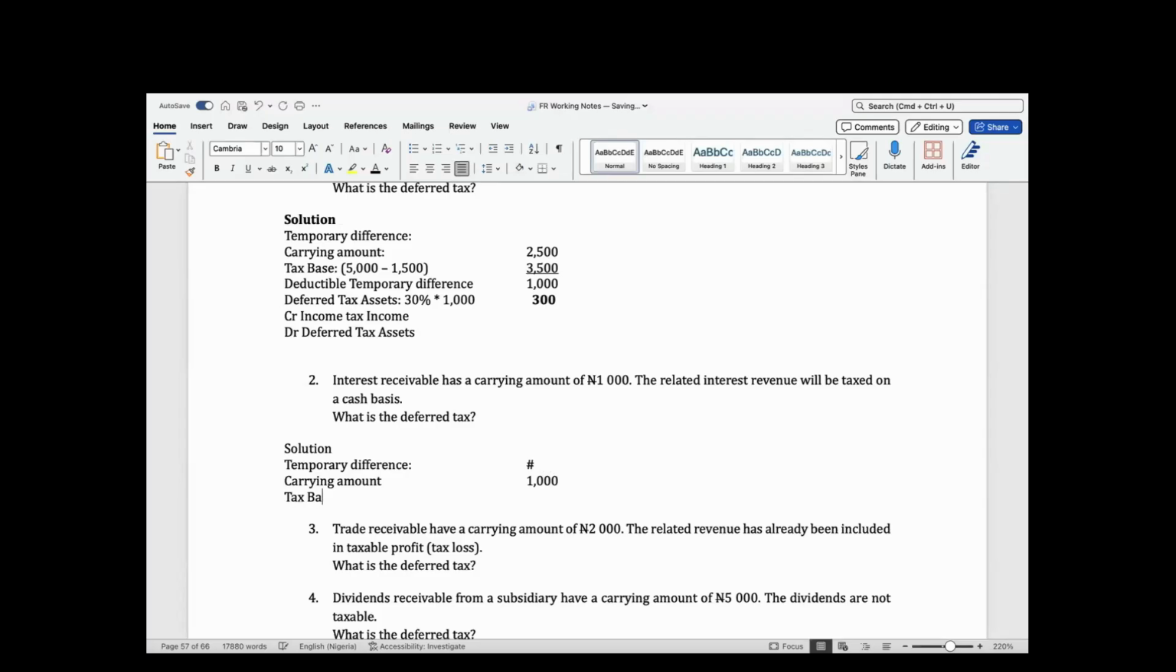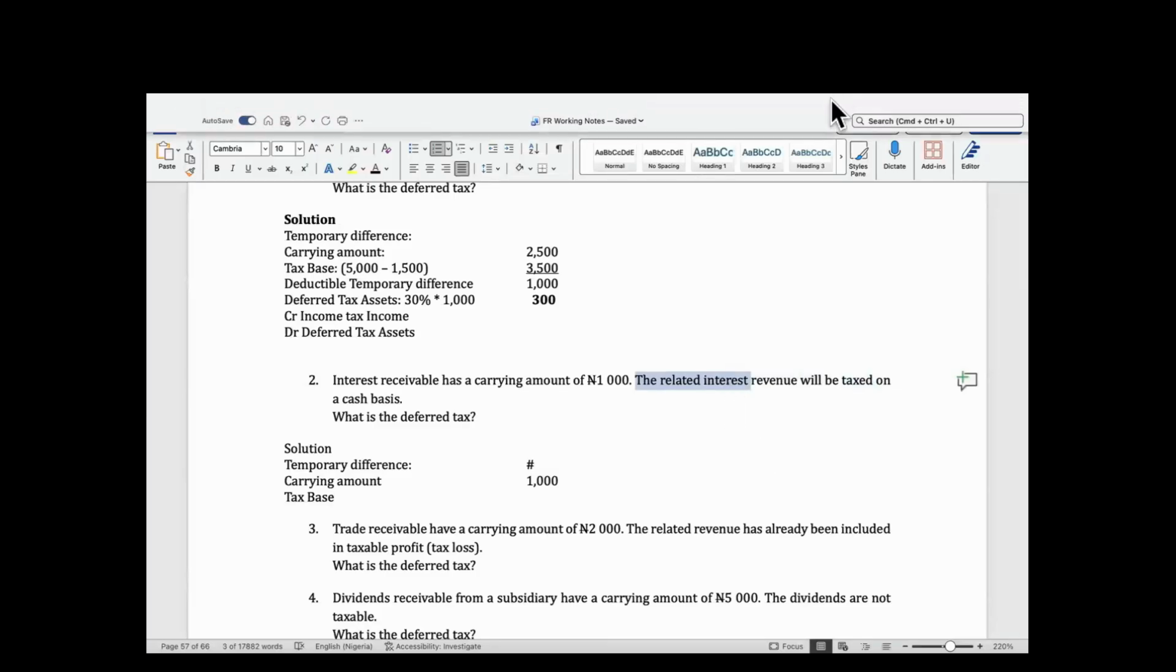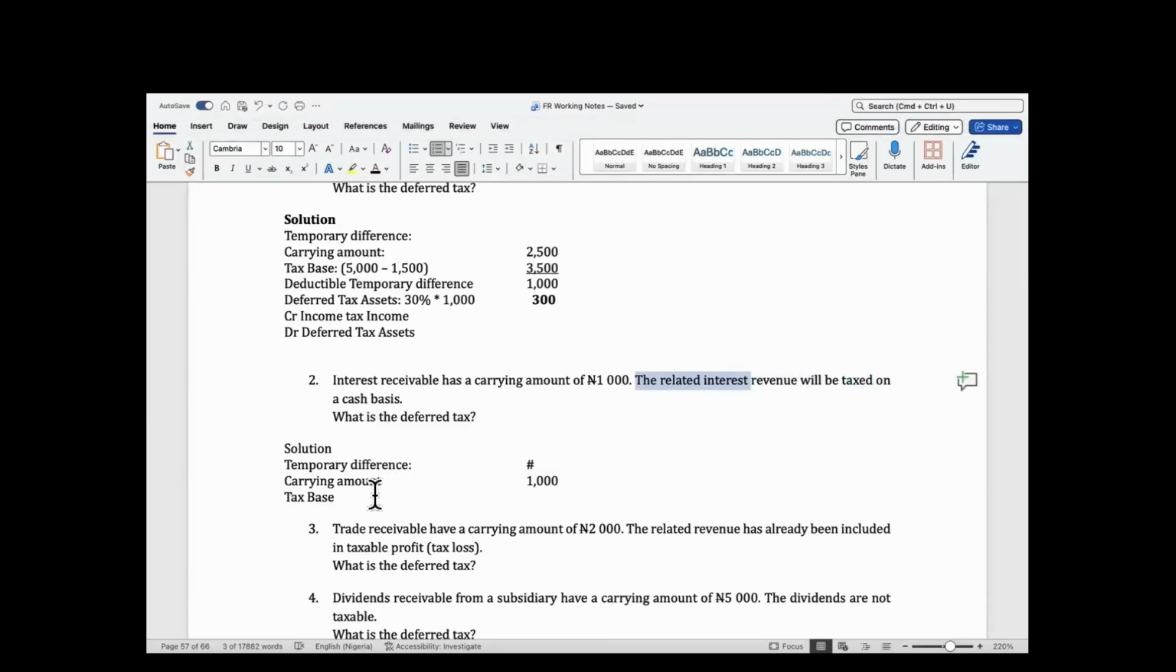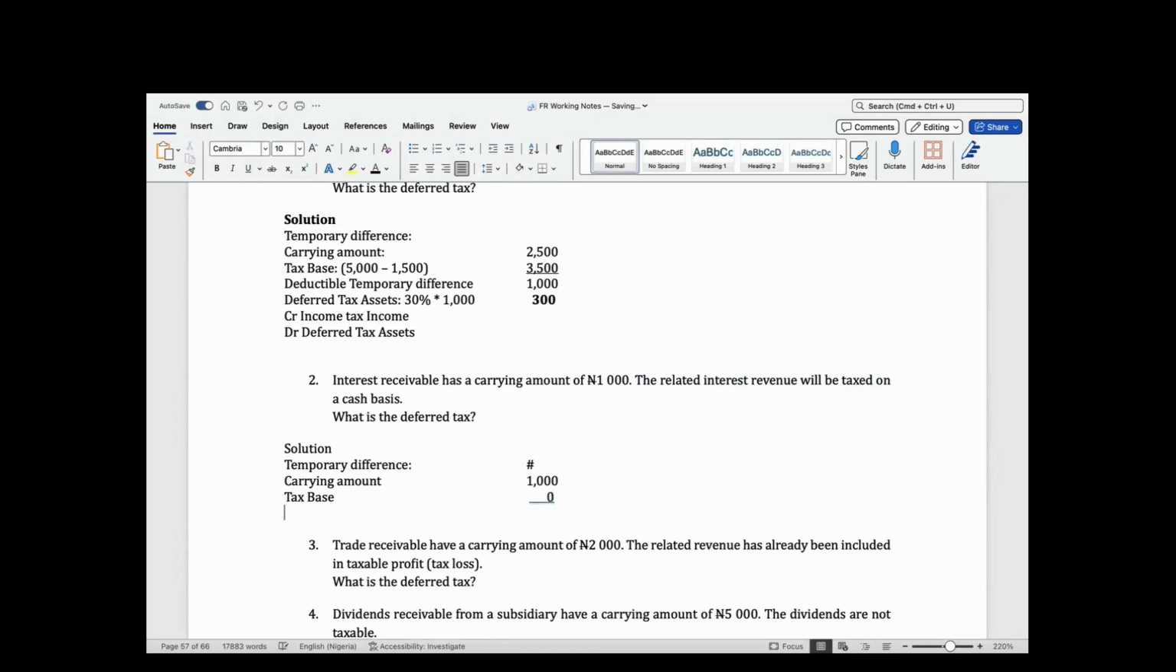And here, as far as here is concerned, the taxman is not going to capture it, because the taxman says, I'm not going to tax it now. I am going to tax it when you receive it. Look at it, the related interest revenue will be taxed on a cash basis. So for that reason, this is going to be 0. The tax base is 0 because the taxman is not going to tax it. So I'm going to be having a temporary difference of 1,000.